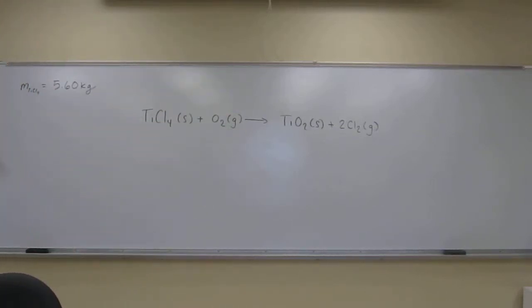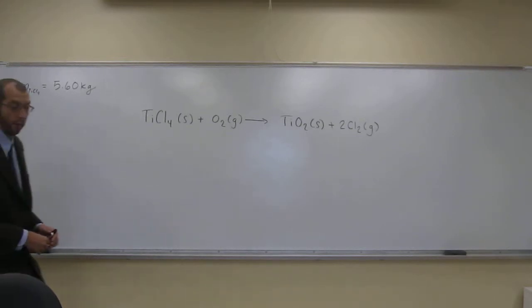Let's try this problem. It says, titanium dioxide, the substance used as pigment in white paint, is prepared industrially by reaction of titanium 4 chloride with oxygen at high temperature. So it gives you the reaction there, and then it says, how many kilograms of titanium dioxide can be prepared from 5.60 kilograms of titanium 4 chloride? Okay? So, how do we figure this out?